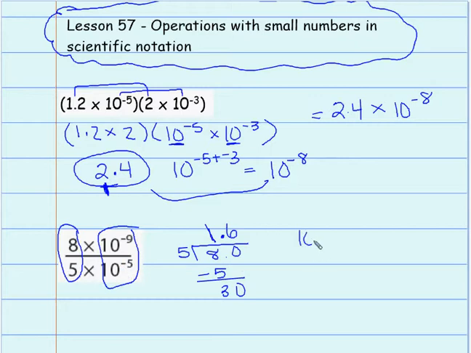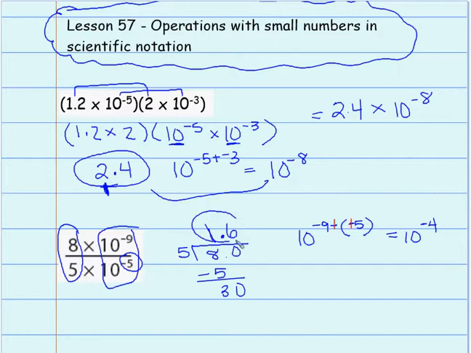Now remember, when you're dividing like bases, you subtract the exponents. So it's 10 to the negative 9th minus, and then put in parentheses the number that you have in the denominator. So we get 10 to the negative 9th minus the negative 5th. Okay, well, you know that when you're subtracting a negative, you really add the opposite. So we end up with 10 to the negative 9th plus 5, which would equal 10 to the negative 4th.